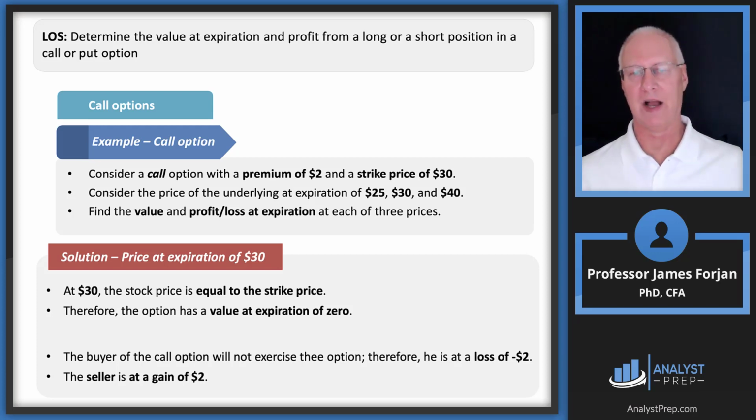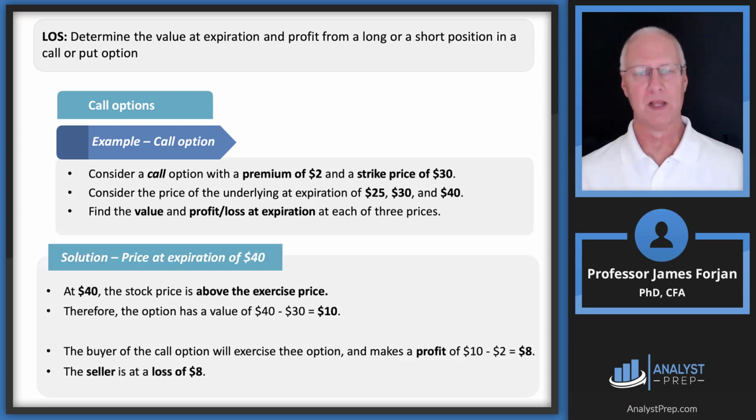So the value is 0, right? And so you still lost $2. I get to keep your $2. You still lost 100%. Now, $40, this is where you bet on, right? You bet that the underlying asset price was going to go up. So at expiration, you just take the difference between the stock price at expiration, 40, minus the exercise price of 30. So that's $10, right?